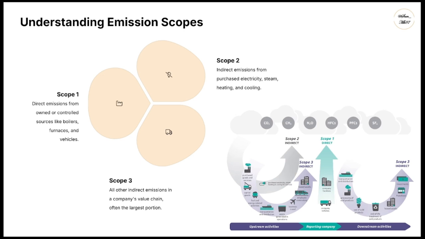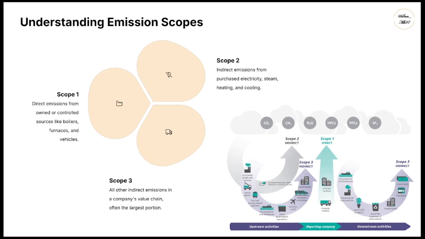Scope 2 is all about indirect emission from purchased energy, like electricity, steam, heating, or cooling. Even though these emissions happen off-site at the power plant, they are a result of the organization's energy use and are still its responsibility to report.